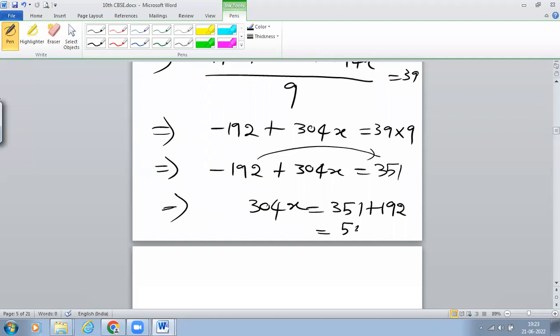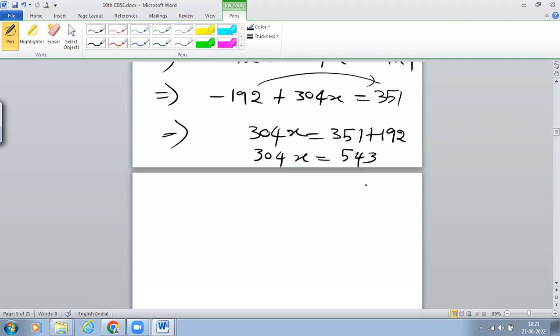543. Yes. So 304 into x is equal to 543. Next step: x is equal to this 304. You have to take it to the right hand side, and it becomes a division because it is in multiplication here. When taken to the opposite side it becomes division. So 543 divided by 304. Is this the same answer we got in the previous type? Yes, sir. 543 by 304. Very good.